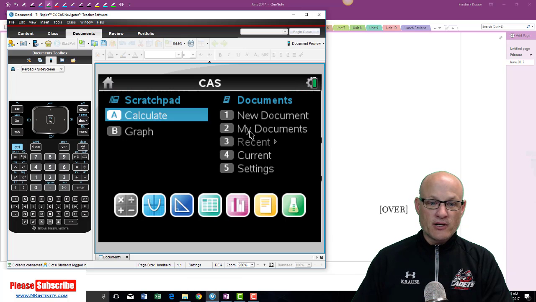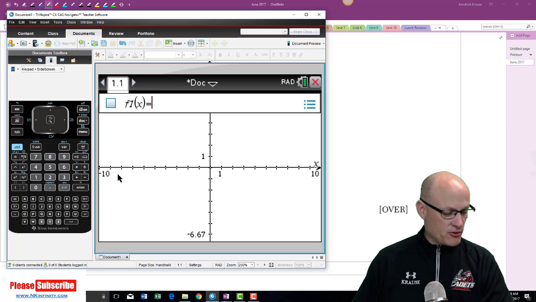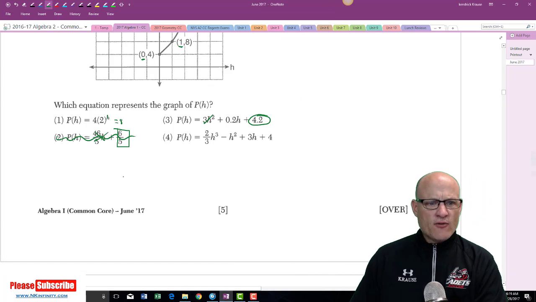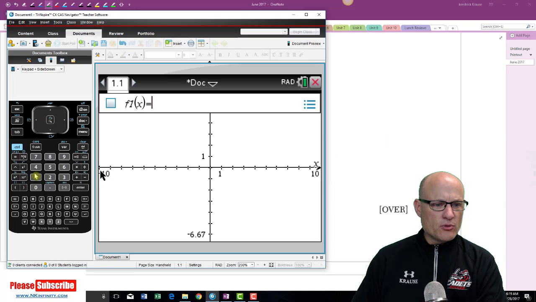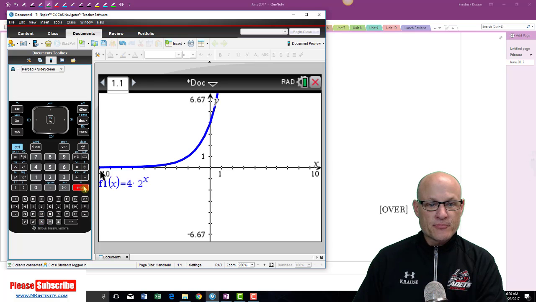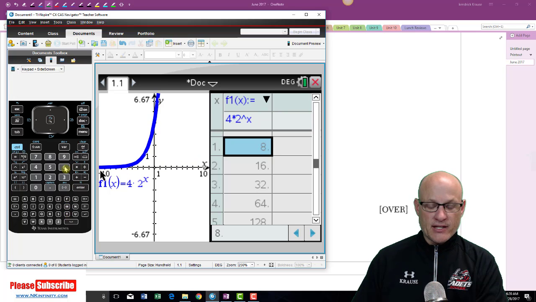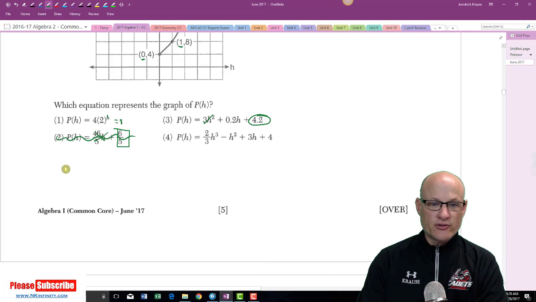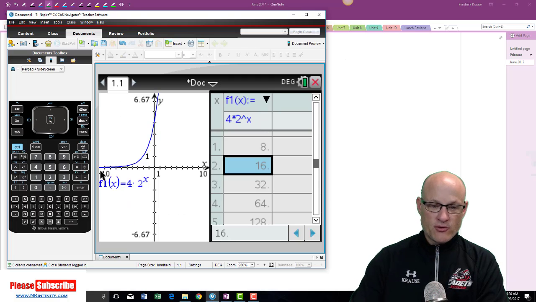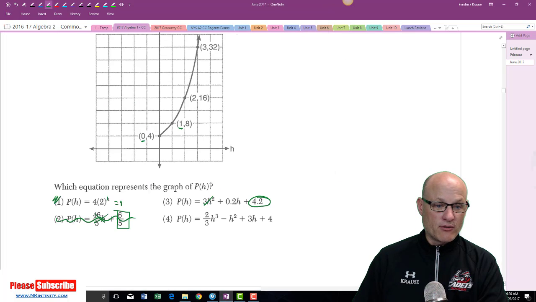So I'm going to clear this out. I'm going to graph both of these. My first one that I'm going to graph is 4 times 2 to the h. 4 parenthesis 2 parenthesis raised to the... You can't use h, you have to use x. Press enter. And I'm going to go look at the table. Control T. And I see 1, 8. Yep. 2, 16. 3, 32. That looks like that's the big winner right there. I'm going to guess that's the right answer.